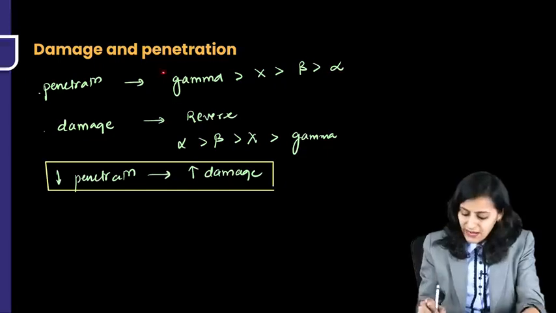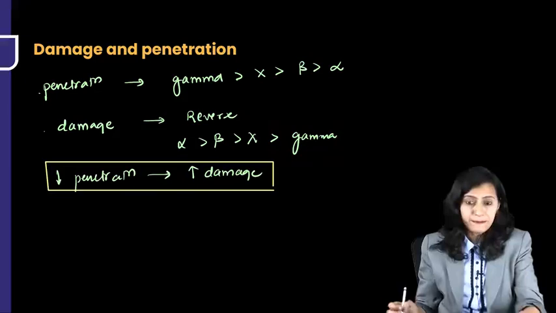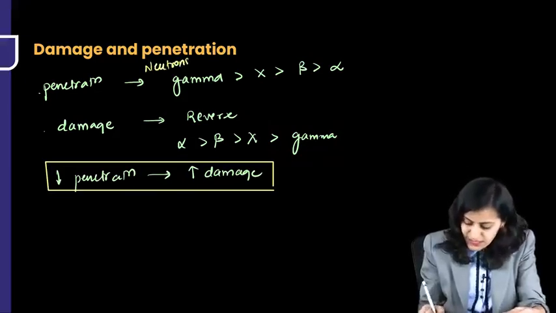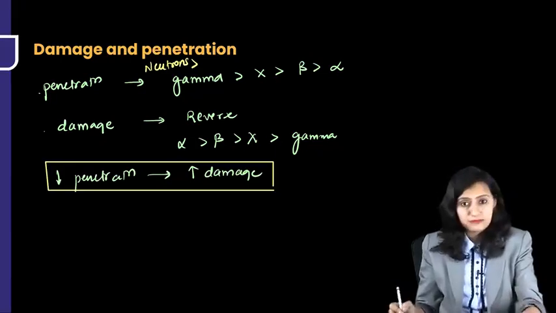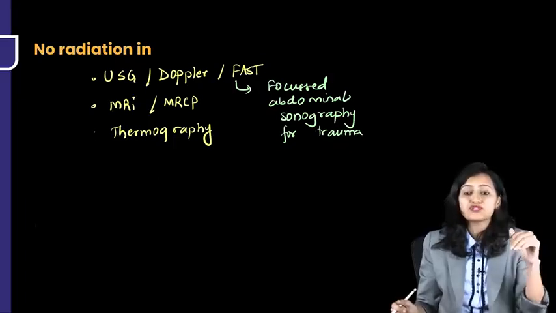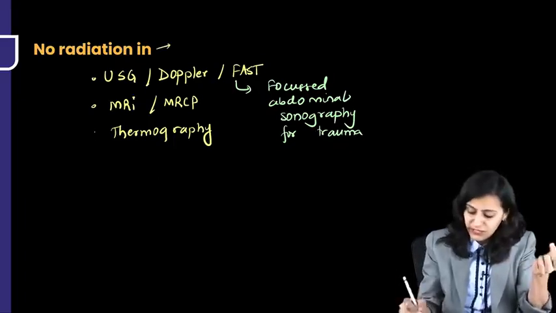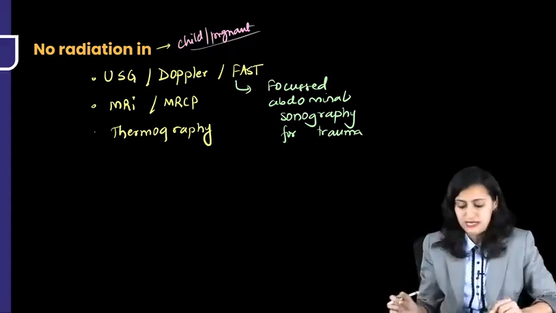On the other hand, gamma has maximum penetration and it has the least damage to the body. Even more than gamma, it is neutrons which have more penetrating power as compared to the gamma radiation. Now, in which investigations do we have no radiation? That means these are the investigations that we would prefer in a child, in a pregnant female, where we are very cautious of exposing the patient to radiation.